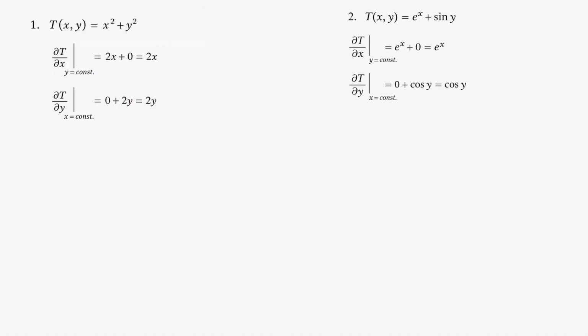Here is another example where e to the power x will become e to the power x with respect to x differentiation, and sin y will become 0. There's no x part in it. On the other hand, for ∂T/∂y, e to the power x will become 0 and sin y will become cos y.